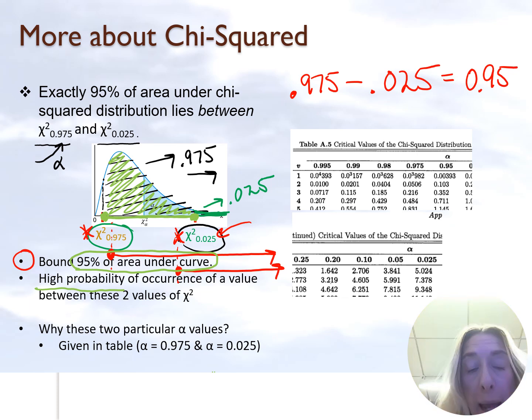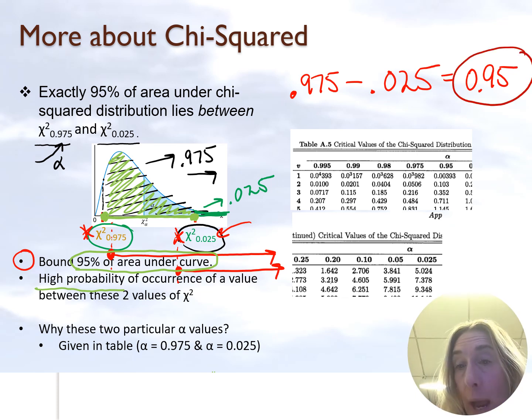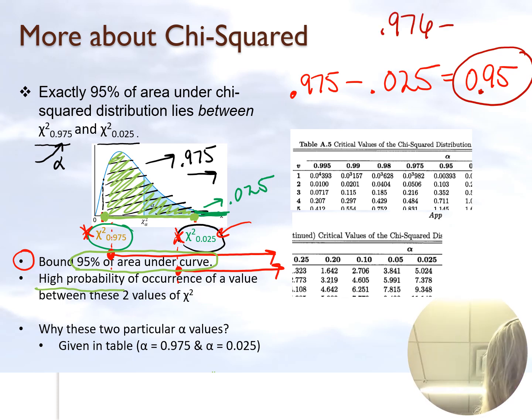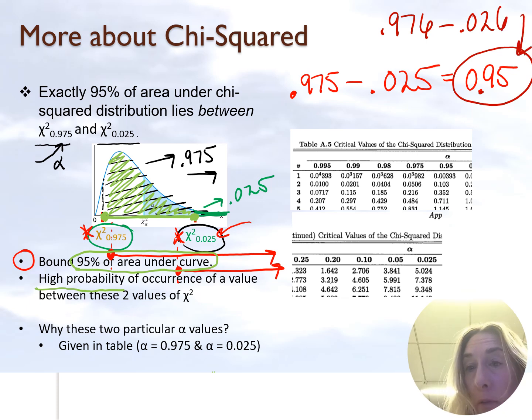So you might ask, but why those two particular alpha values? Aren't there other alpha values that, when subtracted, give us a difference of 0.95? Absolutely. For example, if you were to subtract 0.976 and 0.026, you would also get 0.95. So why are we focusing on those two particular values for alpha, or those two critical values?